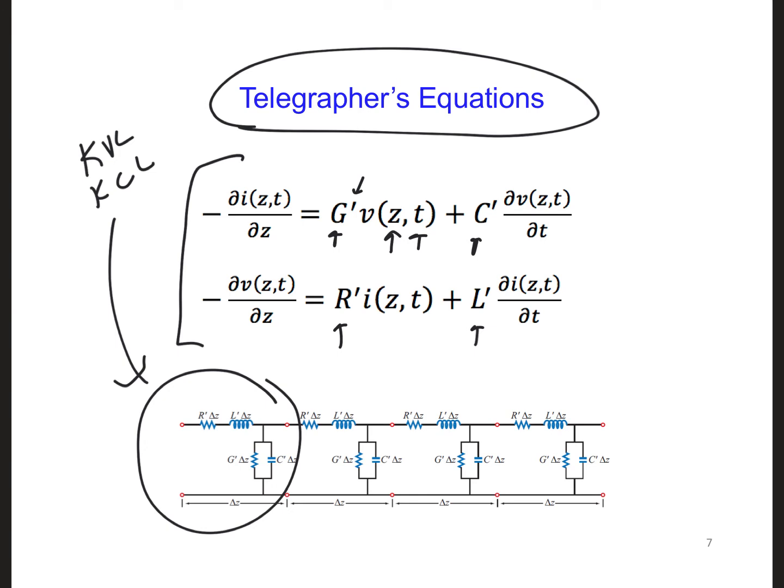Each telegrapher's equation is a first-order differential equation with respect to both space and time. And note that these are simultaneous, or coupled, differential equations, because they involve the same unknowns. We have v and i in both equations. So they have to be solved together at the same time.